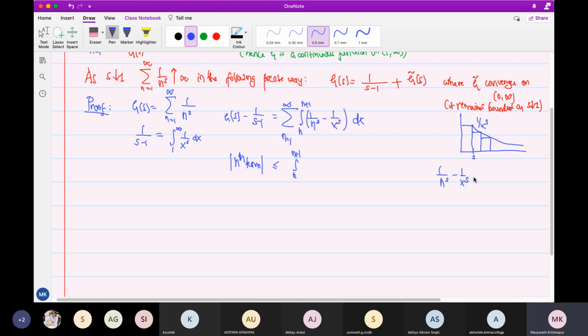You can always use the mean value theorem. You are taking t to the minus s. What is its derivative? It is minus s t to the minus s minus 1. So it is equal to s over t to the s plus 1 times x minus n for some t between x and n.